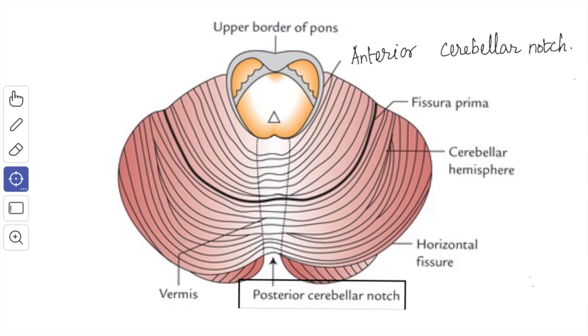The second fissure is the fissura prima or primary fissure. So it is a V-shaped fissure on the superior surface. It cuts the superior vermis at the junction of the anterior 2/3 and posterior 1/3. And it divides the corpus cerebelli into anterior and posterior lobes. The posterior lobe is also known as the middle lobe.